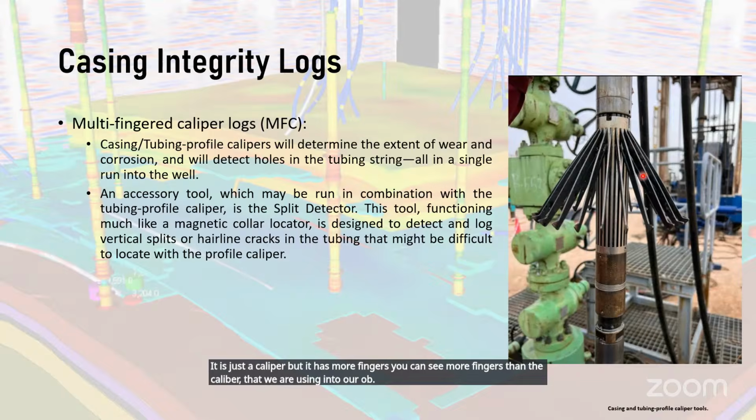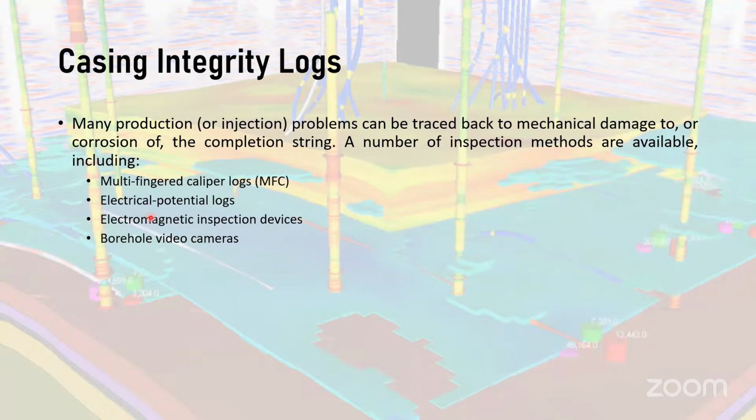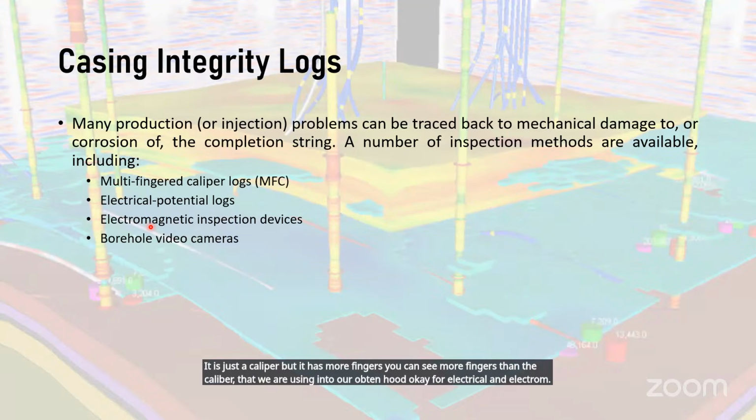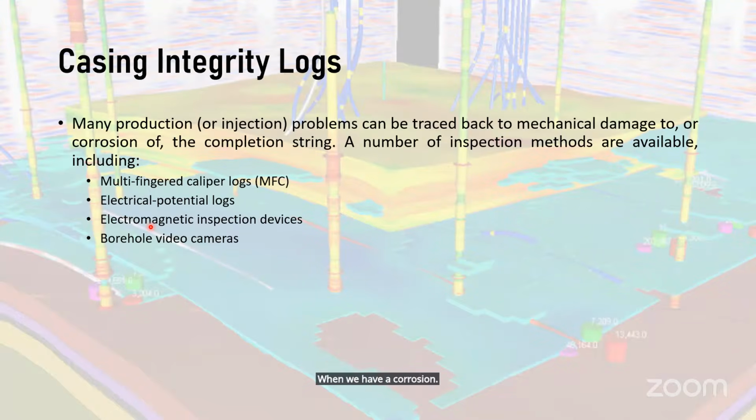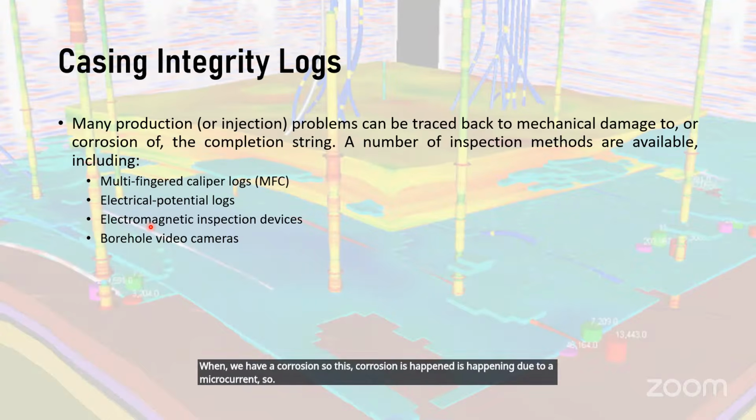For electrical and electromagnetic, the idea is that when we have corrosion, this corrosion is happening due to a microcurrent. So when this microcurrent increases, that means that we have corrosion in this casing or at this depth. That is why we have these electromagnetic or electrical logs.